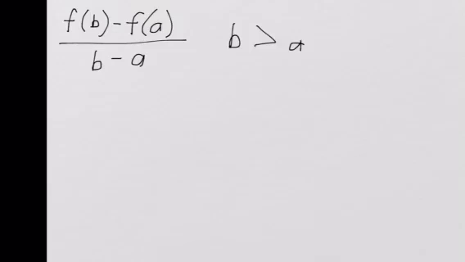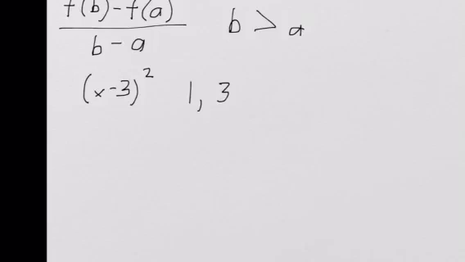So, for example, we can find the average rate of change of x minus 3 squared between 1 and 3. So we're going to plug that into the formula here. So f of b, we're going to let b be that 3. So 3 minus 3 is 0, 0 squared is 0. Minus f of a. 1 minus 3 is negative 2. Squaring negative 2, I get positive 4. So it's going to be minus 4 there.